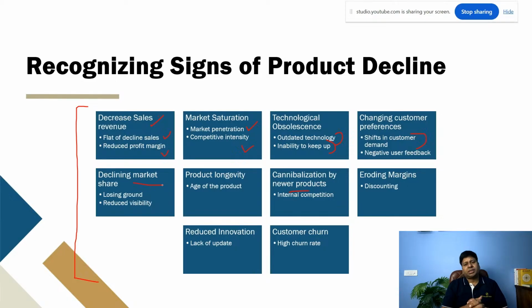We need to understand product longevity. Sometimes the product has enjoyed a lot during the journey, during the life cycle. Now the product has aged due to different reasons, like technology and market share as well. As I mentioned, there is no one specific reason. All the reasons are related to each other. Cannibalization by newer products, internal competition: sometimes we launch a new product and create competition for our previous product as well.